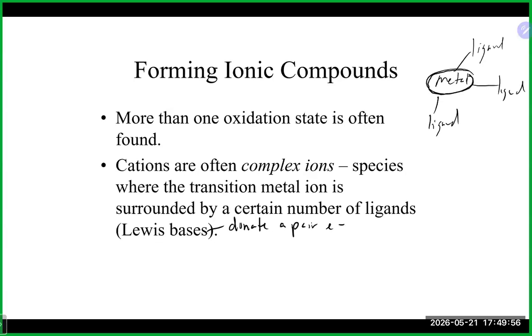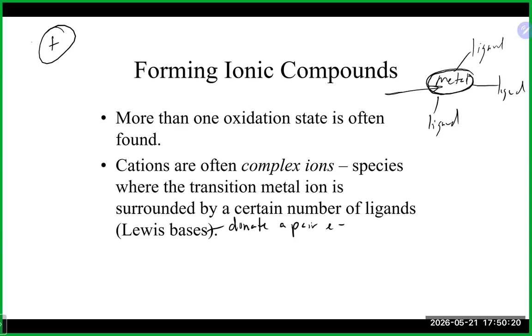So when we talk about Lewis acids and bases, remember that a Lewis acid is something that can accept a pair of electrons, and things that typically can accept a pair of electrons are usually positively charged, like we typically will find our metal in the middle of this complex ion. So as we'll talk about, when we talk about complex ions, you can kind of think of it as almost a Lewis acid base interaction that's happening.